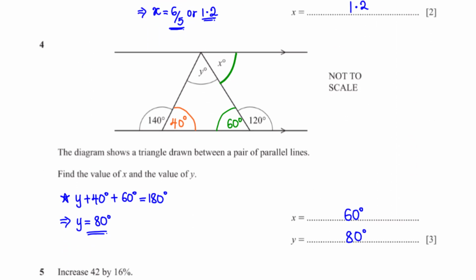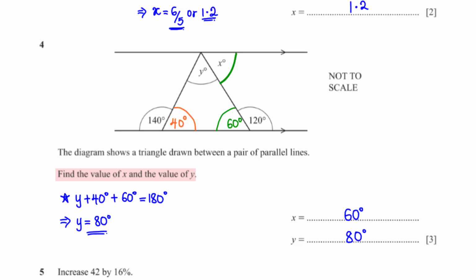The diagram shows a triangle drawn between a pair of parallel lines. Find the value of x and the value of y. Angles on a straight line add up to 180 degrees. So when we subtract 140 degrees from 180 degrees, we get this angle as 40 degrees. And when we subtract 120 degrees from 180 degrees, we get this angle as 60 degrees. These two angles are alternate angles. Alternate angles are equal, which means x is 60 degrees.